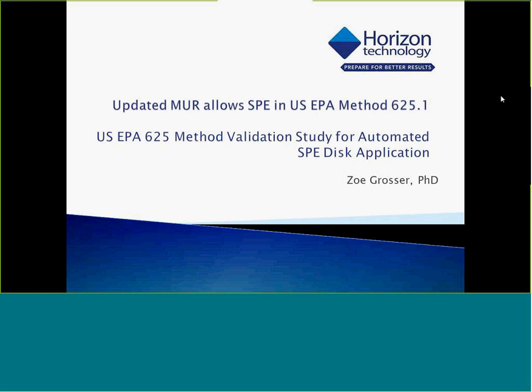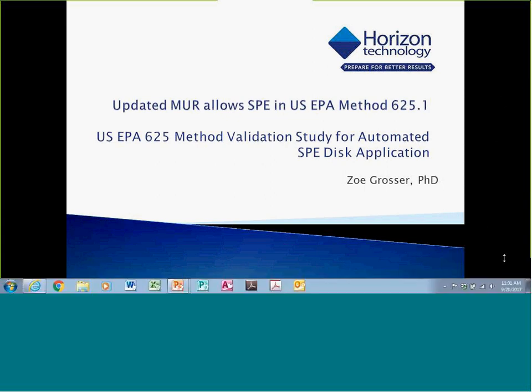Okay, I mentioned we're going to talk about the Method Update Rule from EPA, and specifically Method 625 Method Validation Study for Automated SPE Disk Application.